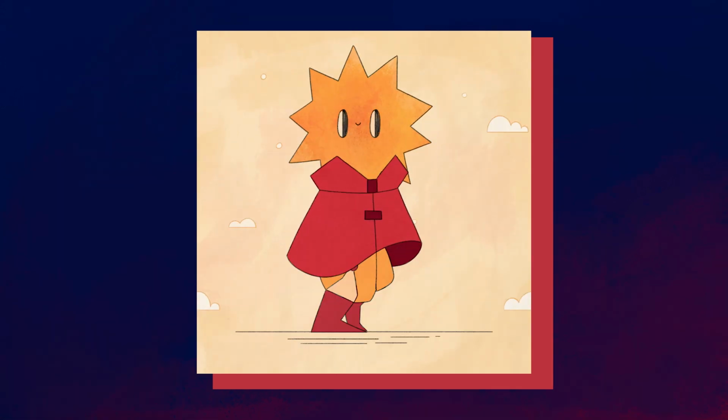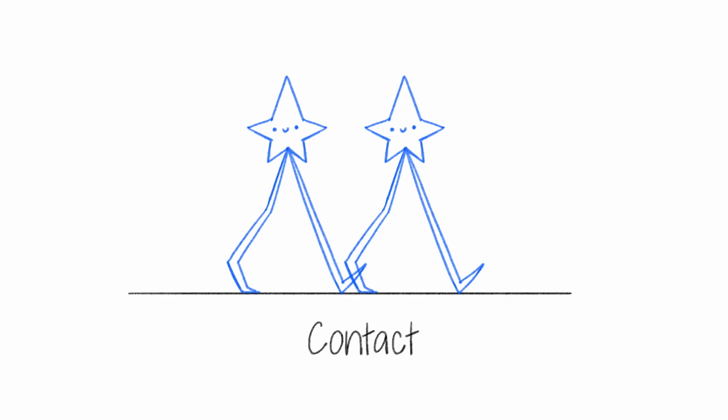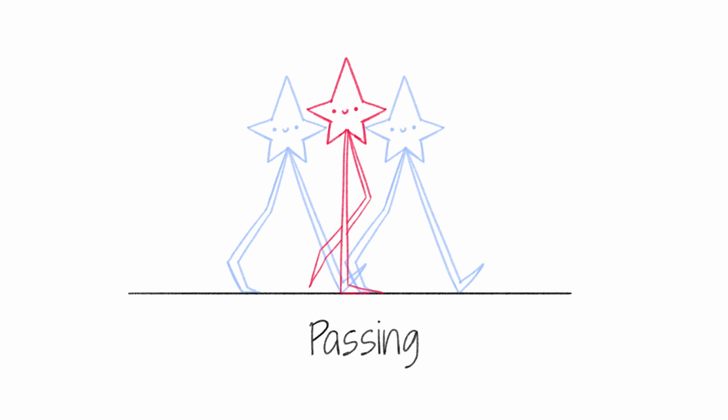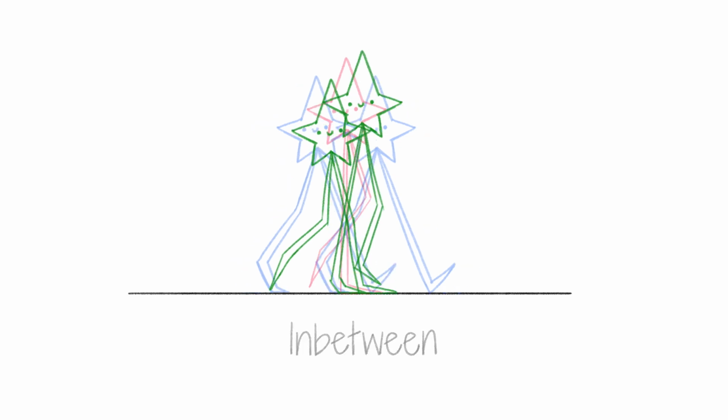Now let's recap. How can you easily create frame-by-frame walk animation? Firstly, draw the contact poses. Secondly, draw a walk-through position defining the animation character. Thirdly, draw the in-betweens. That's all.